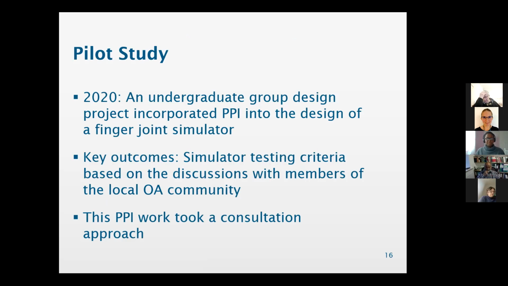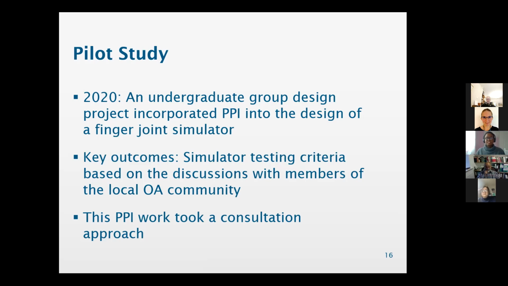It's important first to mention that last year, I was involved in an undergraduate group design project, which had the aim of designing a finger joint simulator. This is a testing machine that would be capable of testing the success of a new implant for hand disease. We were able to incorporate some PPI into the study, and we found it very valuable, so much so that we were able to come up with certain testing criteria based on the discussions we had with members of the local OA community.